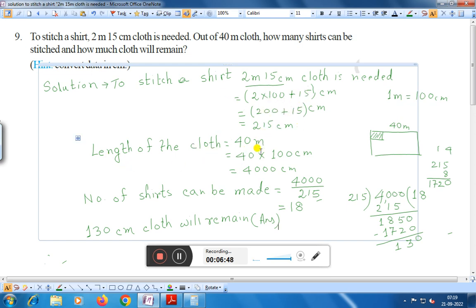And length of the cloth is how much? 40 meter. We have to change this into centimeter again. That is 40 into 100 centimeter, that is 4000 centimeter. Therefore number of shirts that can be made is 4000 divided by 215. We have divided the number, and you are getting 18. That means number of shirts that can be made is 18 and the remainder is 130. The question is how many shirts can be stitched? The number of shirts that can be stitched is 18, and how much cloth will remain? That is 130 centimeter cloth will remain. That is the solution of question number 9.